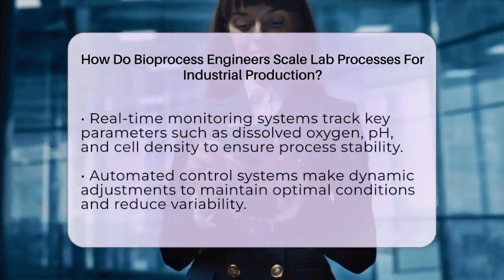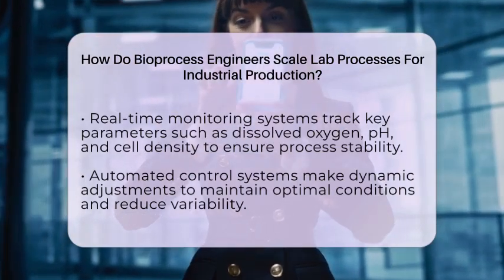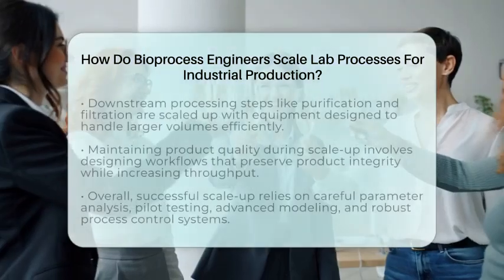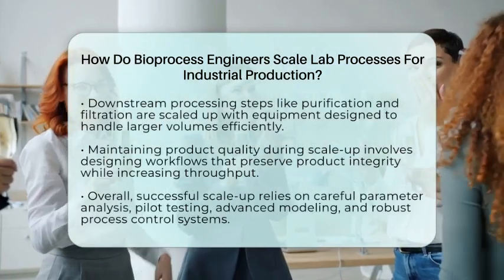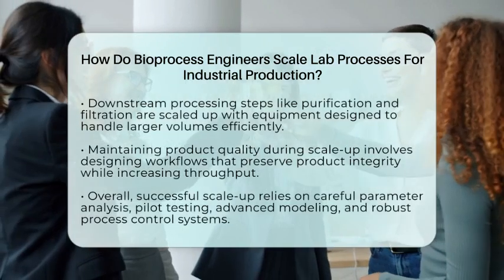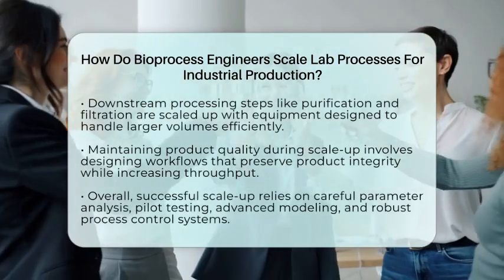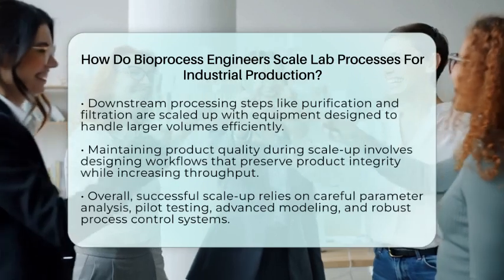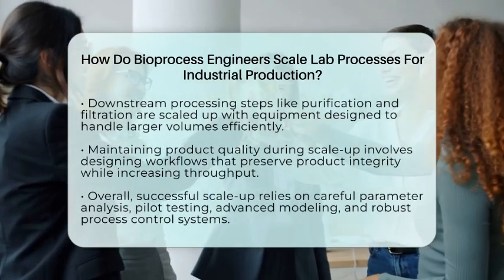Throughout the scale-up process, engineers also consider downstream processing requirements. As production volume increases, purification, filtration, and formulation steps must be adapted to handle larger quantities efficiently. This often involves designing scalable equipment and workflows that preserve product integrity while maximizing throughput.